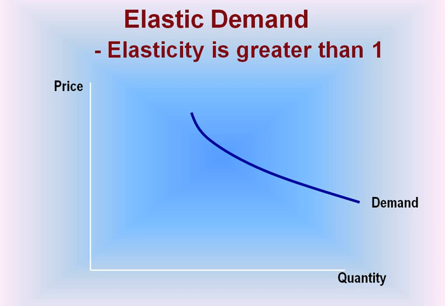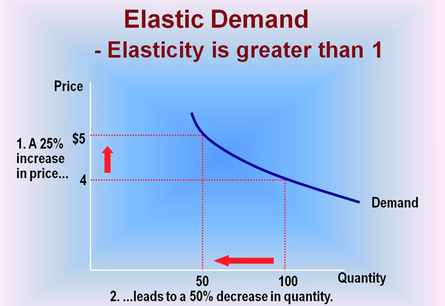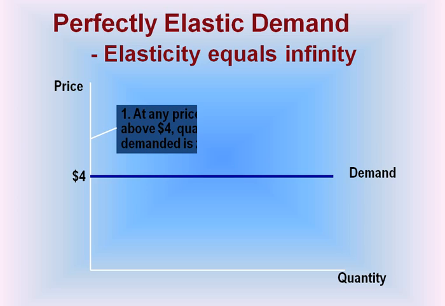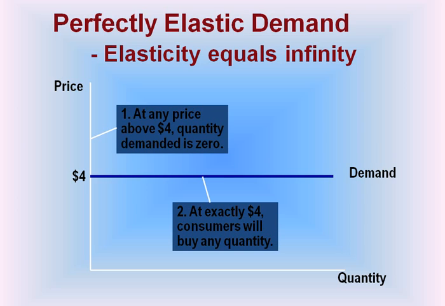Greater than 1, we have a flatter demand curve. There will be a small percentage change in price, but a larger change in demand in percentage terms. Perfectly elastic demand is also very rare. We will have a horizontal line. There is no change in price, but any quantity can be bought at this price.